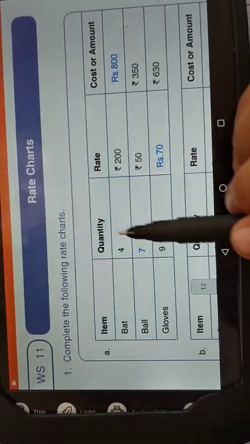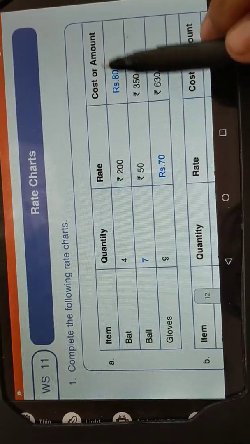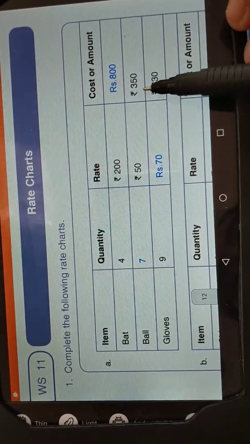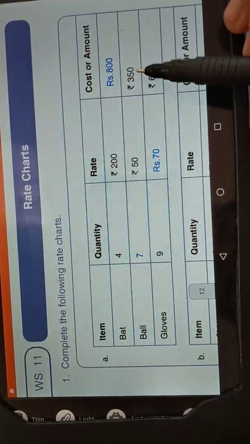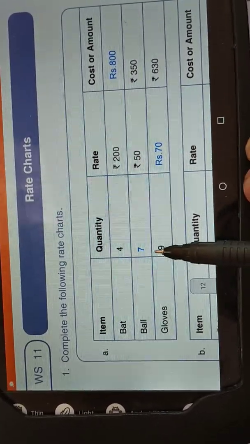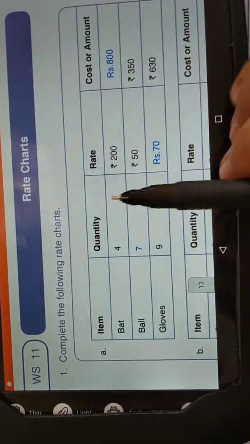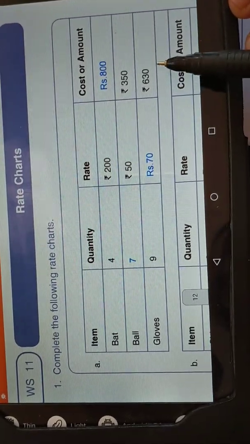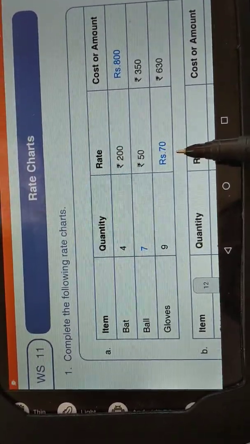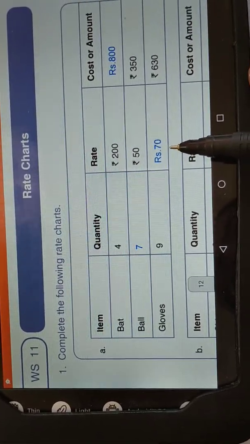Then bowl, quantity is dash, rate is 15, cost or amount 315. 315 divided by 15, answer will be 7. Quantity of bowl is 7. Gloves are there, quantity is 9, cost or amount is 630. So we'll get the answer gloves 70 rupees.